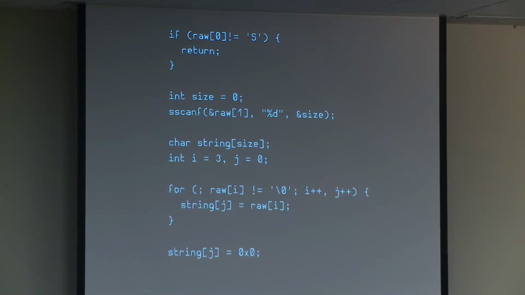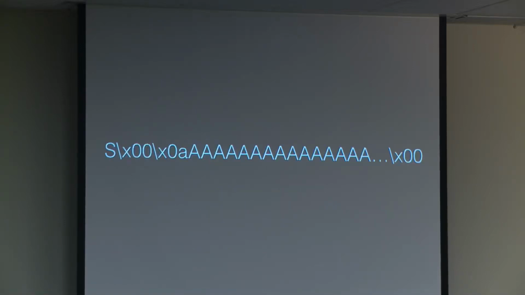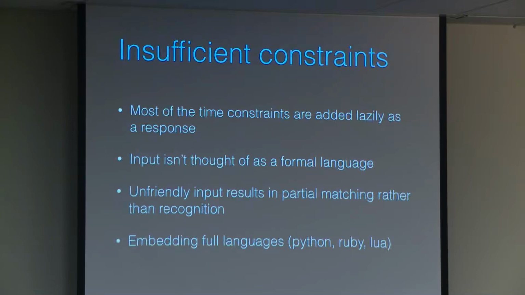So in the case of some malicious input like this, we have more than 10 A's. And we write past there. We can corrupt the stack pointer. We can corrupt the return pointer. And we've just crashed the program. Insufficient constraints.